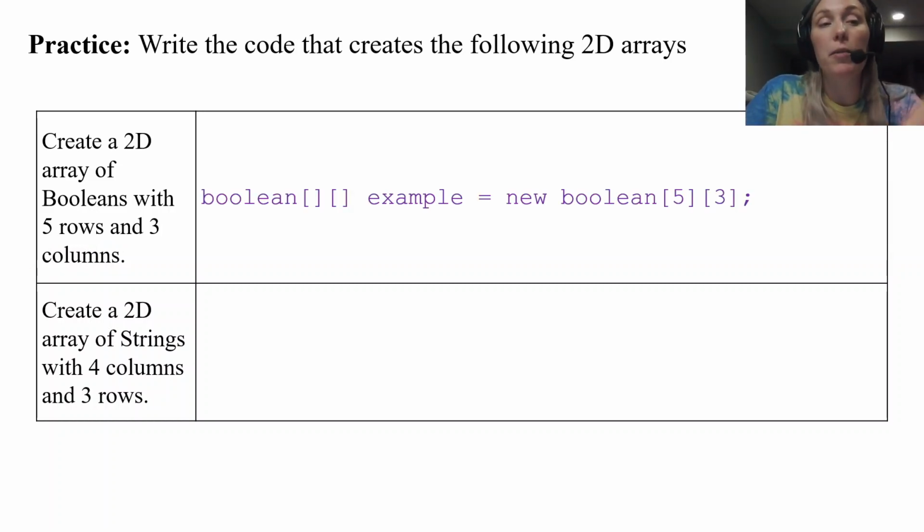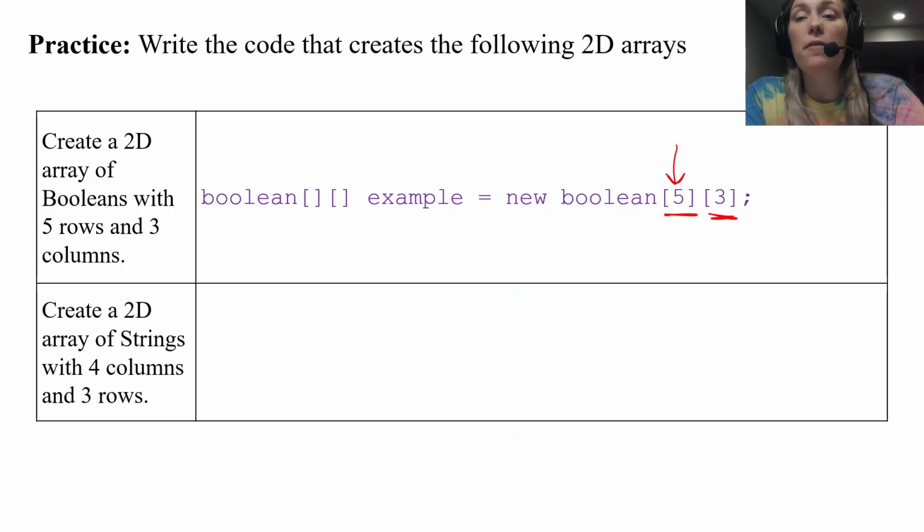Okay. So if I were to make this a 2D array of booleans, it would be boolean, open closed brackets, I just named it example, new boolean, and then 5 rows and 3 columns. Okay. This first number always represents the number of rows, and this number always represents the number of columns that you'll have. Okay, it's never switched. Again, it kind of flows from that row major order. Rows come first, and then columns are made second.